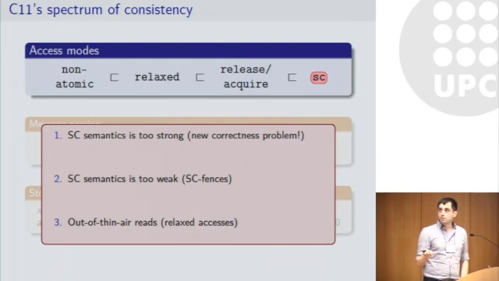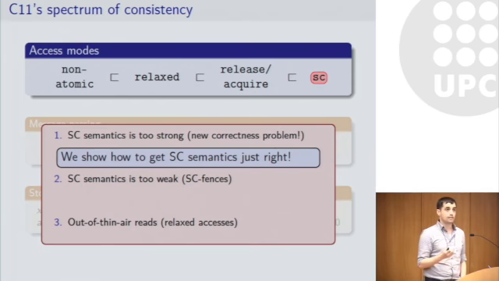Second, we observe on the other side that it's also too weak, and this has to do with SC fences. For both of them, we show how to get the SC semantics just right, how to fix this correctness problem and strengthen the semantics for the SC fences to get better guarantees from them. In the final slides, I will speak quickly about the relaxed part of the model. This suffers from the out-of-thin-air problem, and in this work we prove the correctness of a conservative solution for this problem that has some cost. Okay, let me start with the first point.